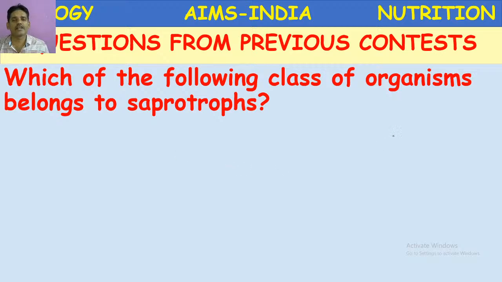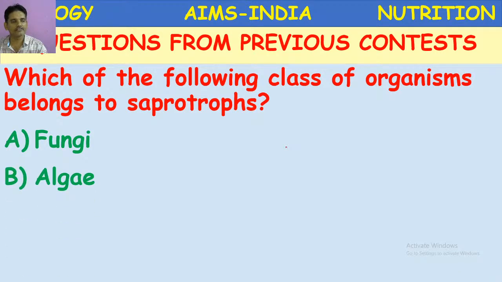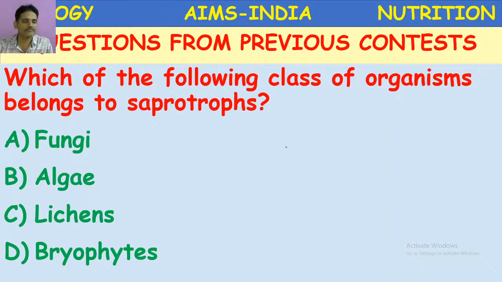Which of the following class of organisms belongs to saprotroph? Fungi, algae, lichens, bryophytes. Come on. Here also, two options are closely related. One is fungi and the second one is lichens. As soon as you read the question, immediately you have to select the closely related options.